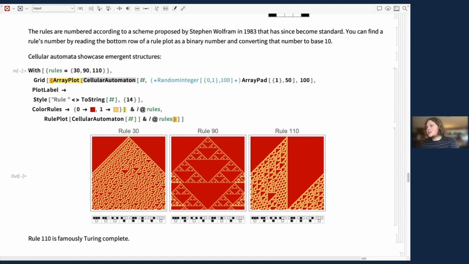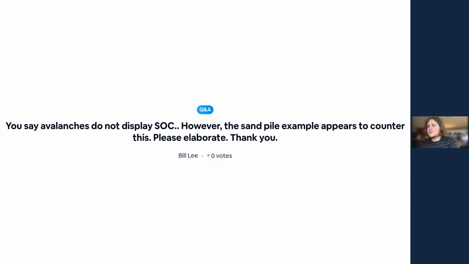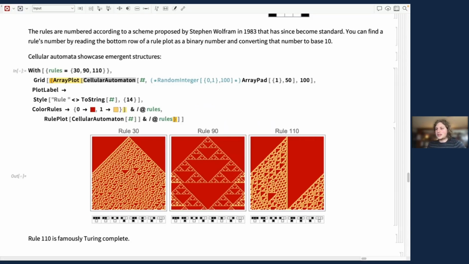Yes, okay. So someone asks, I say avalanches don't display self-organized criticality. However, the sandpile example appears to counter this. So this is a good question. The answer is that real-world avalanches behave quite differently from the avalanches in the sandpile model.